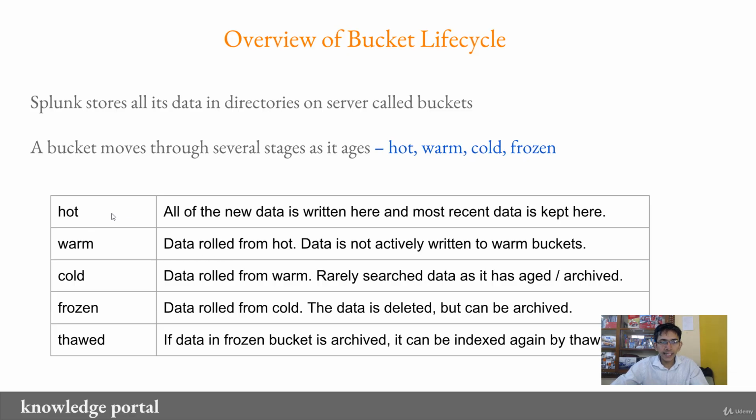Now, once data goes from hot to warm, we know that data is not actively written to warm buckets. After warm, it goes to cold. All right, so data gets rolled from the warm bucket to the cold bucket. Now the data in the cold bucket has a little less chance of being searched by the analyst, so generally it gets rolled depending upon its age or whatever configuration policy you define. Now from cold, it goes to frozen.